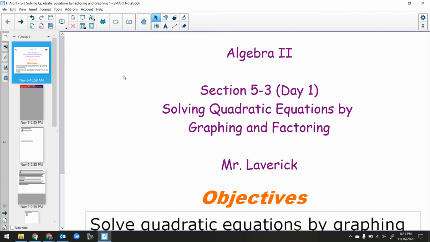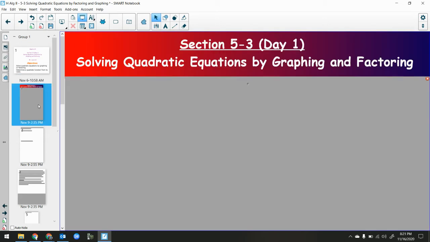There are guided notes. I must have forgotten to make some copies, so hopefully Mrs. Napholtz has gotten the copies that she needs to give to you guys. So yeah. Okay, so let's start here with section 5.3. And again, this says day one, but we know better now. This is not day one. This is the whole thing.